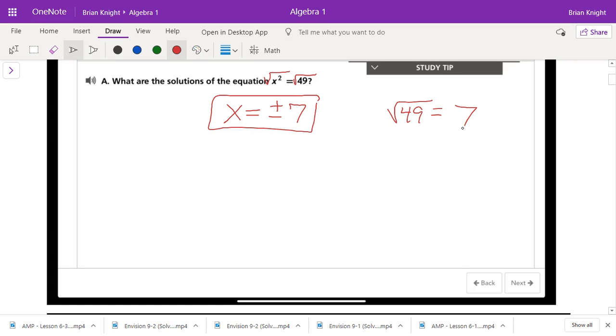Okay? If it's a problem like this and they want the negative, they'll say negative square root of 49. And you just have to say negative 7. So always, if you are putting the square root, you have to put plus or minus. If the square root's already there, you can just do the positive. Everybody with me? Okay? So always remember that. All right? Next problem.